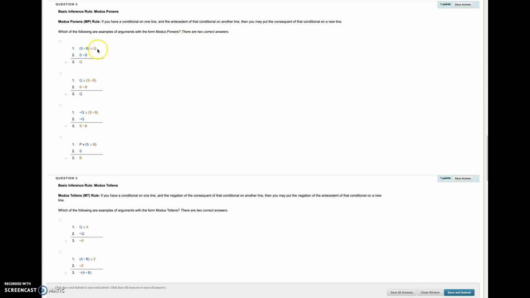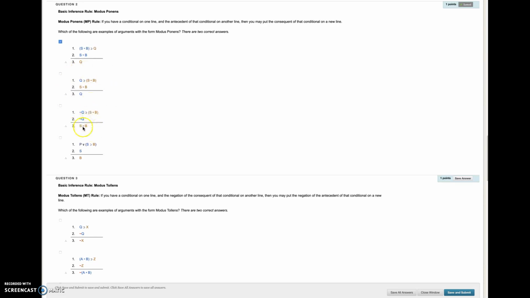So number 1, we have a conditional. Do we have the antecedent of that conditional? Yes, we do. S and B is the antecedent of the conditional. So we can infer the consequent. This is an example of modus ponens. What about the next one? This is not an example. Here we have the consequent on its own line. But modus ponens says we need to have the antecedent on its own line, and then we can infer the consequent, not the other way around. If you did a truth table, this is invalid.